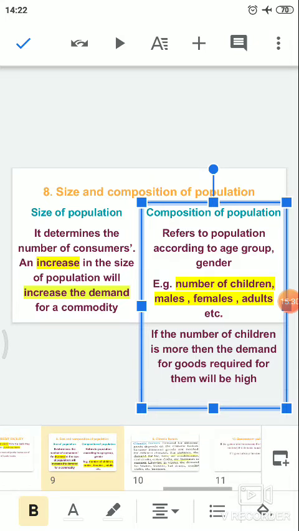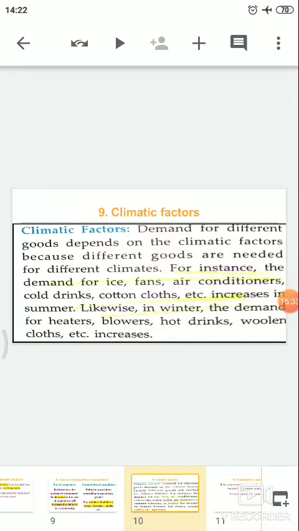The next factor is climatic factor. Now, we know that in summers we tend to buy things which keep us cool. Demand for cotton cloth goes up, demand for ACs, refrigerators, coolers, ice creams, that increases in case of summers. And in winters, the demand for goods which keep you warm would increase. Heaters, blowers, hot drinks, woolen clothes, etc. increase. So this is how the climatic factor also affects the demand for the commodity.